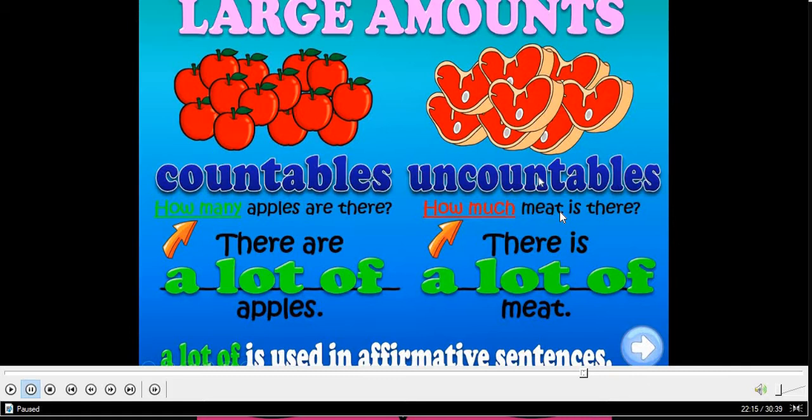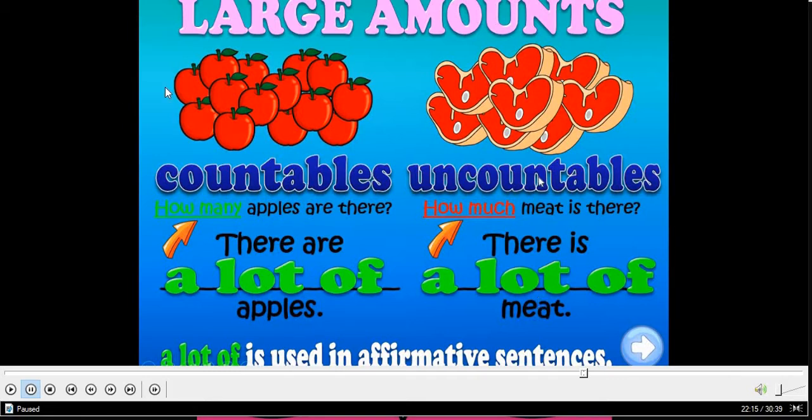Uncountable nouns. For the question and negative, we use much. So, how much meat is there? And notice we didn't say are because the uncountable nouns can't be plural. So, how much meat is there? We could say there isn't much meat if it is negative. If it is not negative, we also use a lot of. So there is a lot of meat.